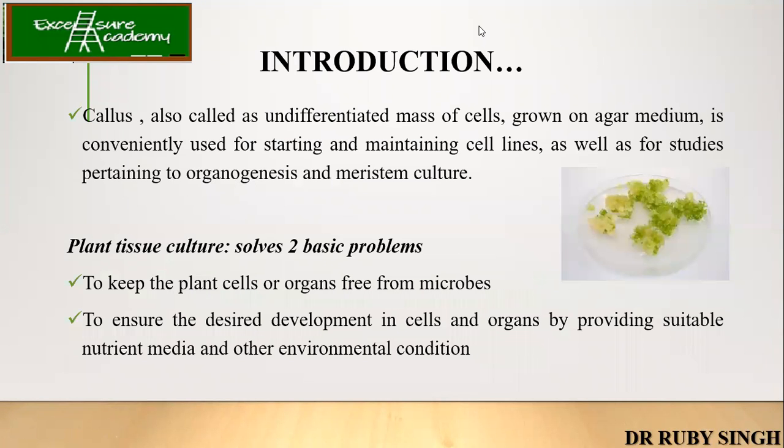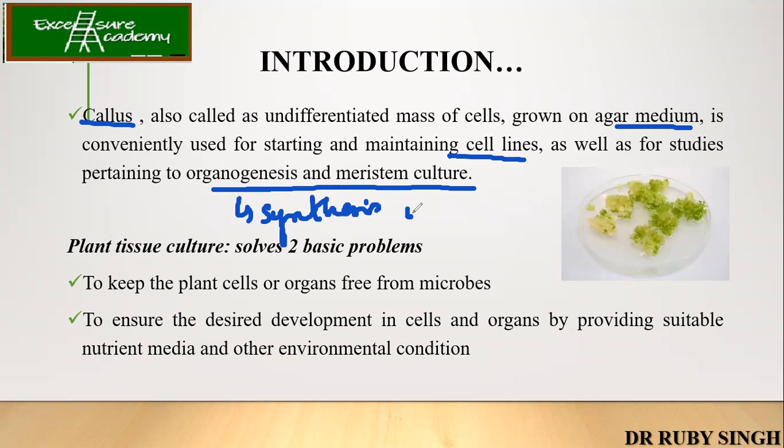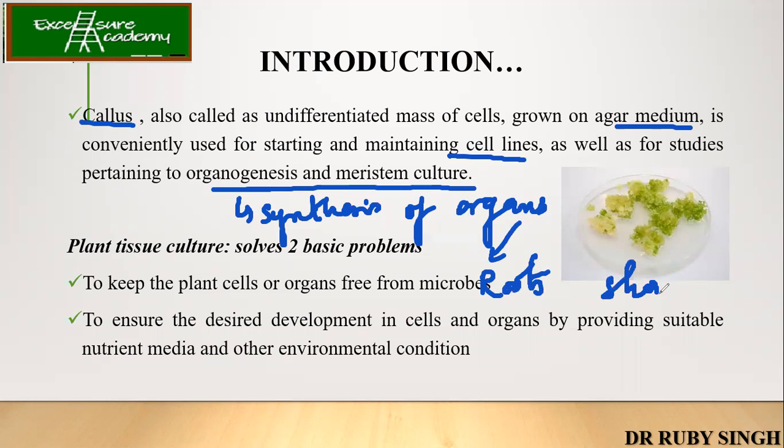Okay. So callus. This is an important thing in case of plants to understand: what is callus. It is also called an undifferentiated mass of cells, which is grown on agar medium. And it is conveniently used for starting and maintaining cell lines, as well as for studies pertaining to organogenesis and meristem culture. So this we'll study later. Don't worry about it. But still, I can tell you organogenesis from the name itself. It is the new synthesis of the organs. Okay. So what kind of organs are we talking about here? It can be roots or shoots, right?